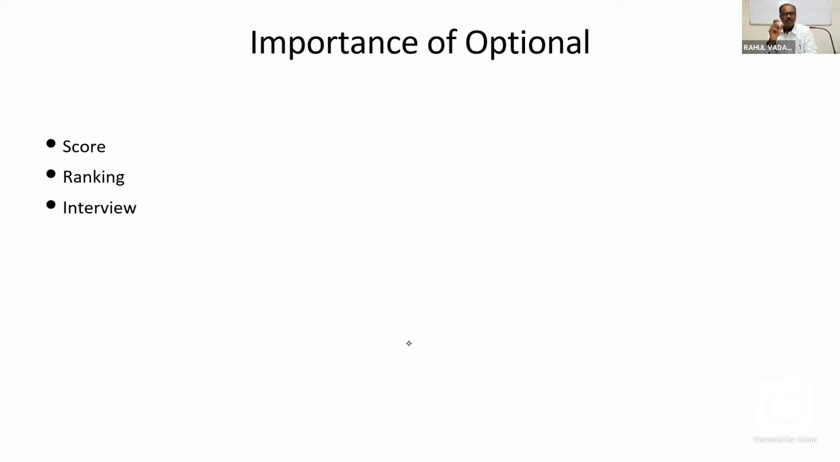Irrigation. What irrigation? I think last year, or this year, I guess, one question was asked on SRI methods. What is the SRI method?